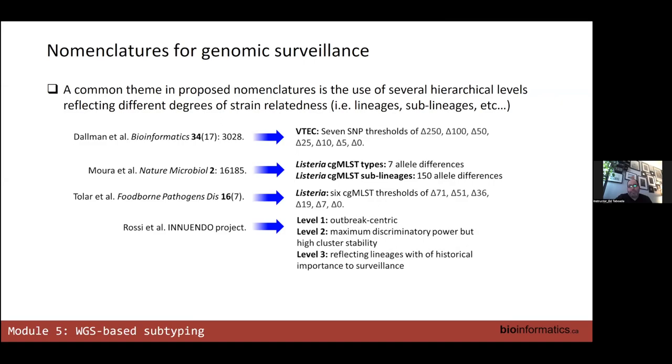In terms of bacterial genomes, the only constant so far is that every species needs its own nomenclature. And there's the idea that you should also always be doing some sort of hierarchical nomenclature with several levels of similarity.